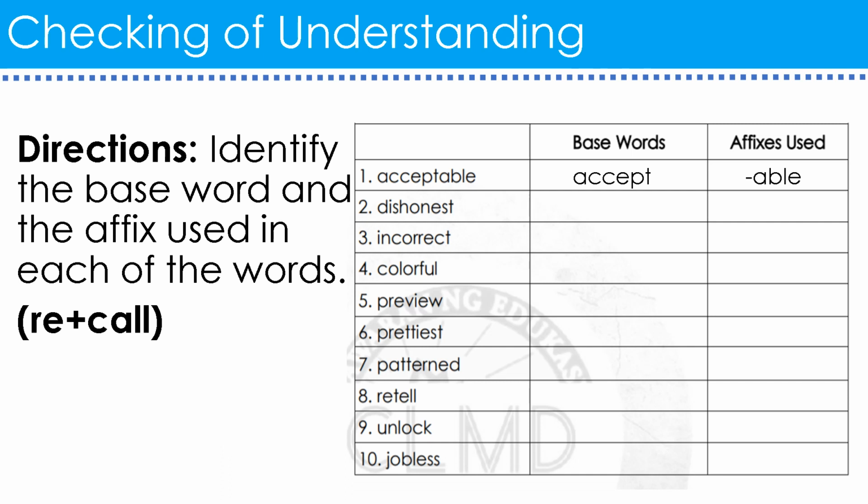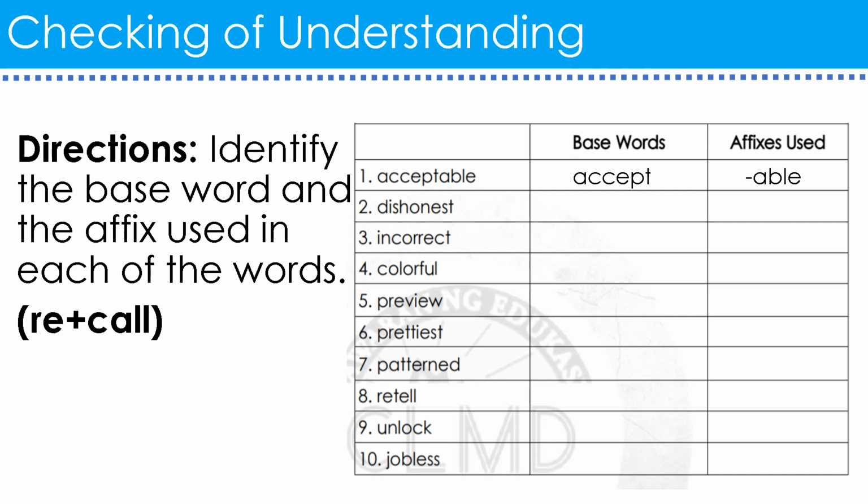Okay, so now let us identify the base word and the affix used in each of the words. So for example, yung number one, acceptable, the base word is accept, and the affixes used is able. So let us see. Let us continue from number 2 to number 10.